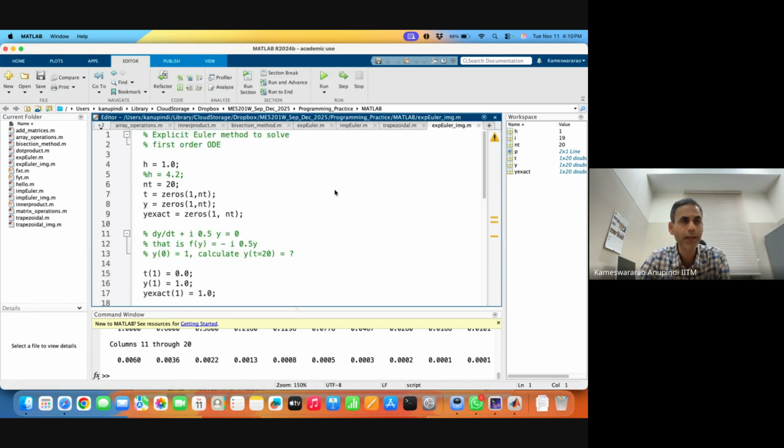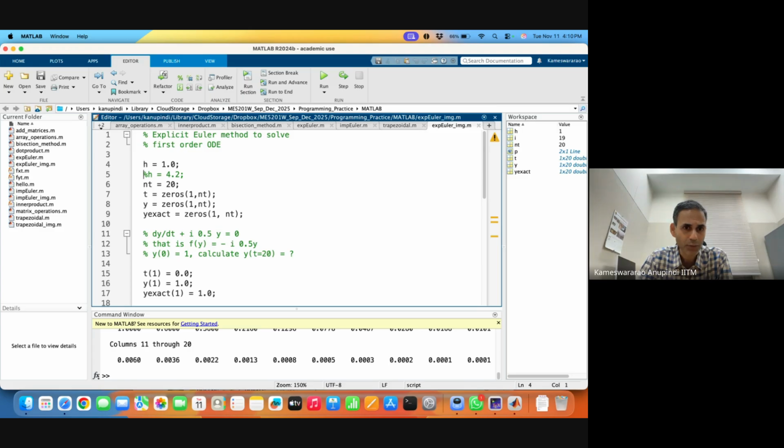If you remember, we looked at y prime equals i omega y, right? Where we said the right hand side is purely imaginary, i omega y. That means it will produce oscillatory solutions. That's what we have looked at. So whatever we have learned, for purely imaginary lambda, explicit Euler was unstable, right? Whereas implicit Euler was stable and the trapezoidal method was stable. That's what we have learned in the theory. So let us try to see whether that is correct or not through programming.